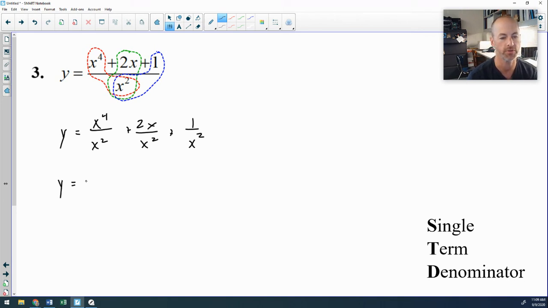X to the fourth over x squared. 2x over x squared is 2 over x. However, I'll go ahead and write 2 over x. And then 1 over x squared does not reduce. And so now I've gotten rid of all of the ugly quotient stuff. I do still have x's in the denominator, but in both of those cases, because the numerator is just a constant, I'm going to bring those x's up and turn this problem into a power rule.